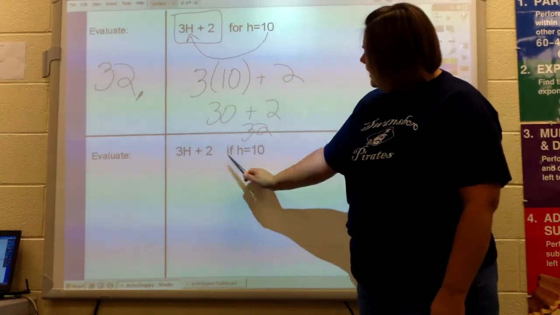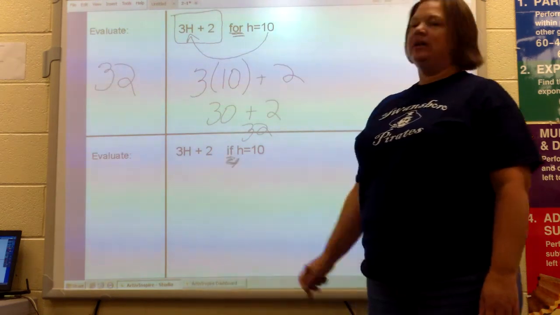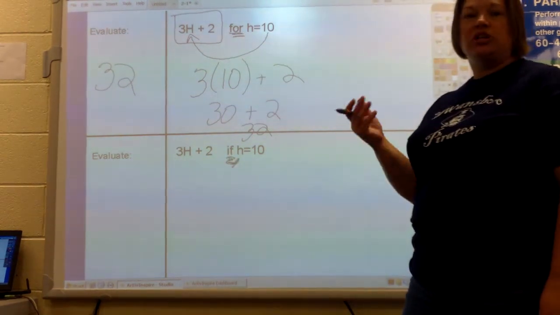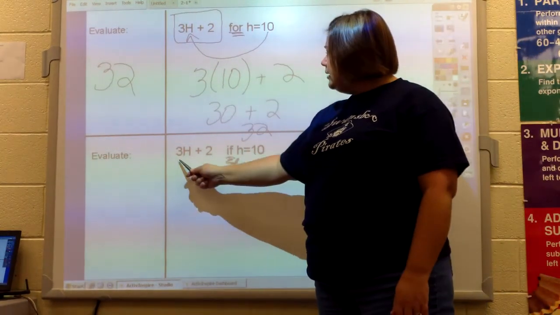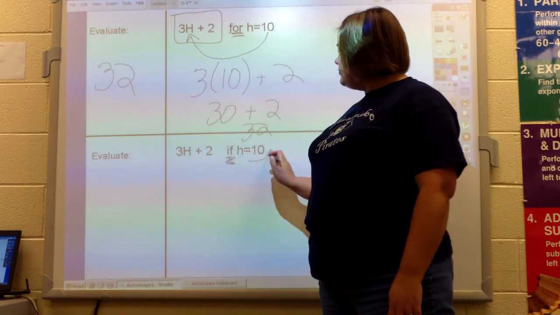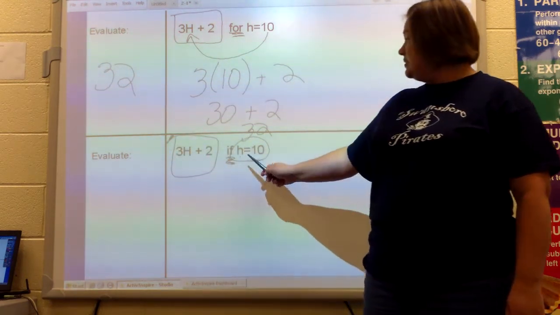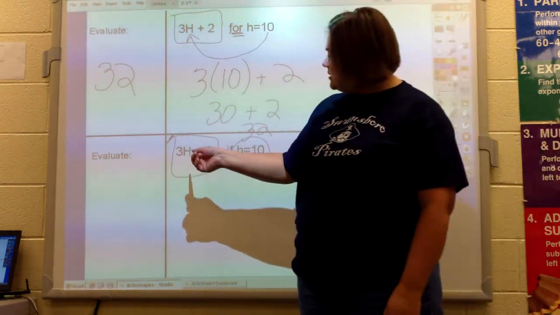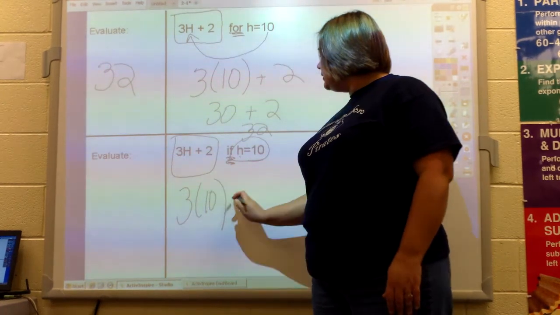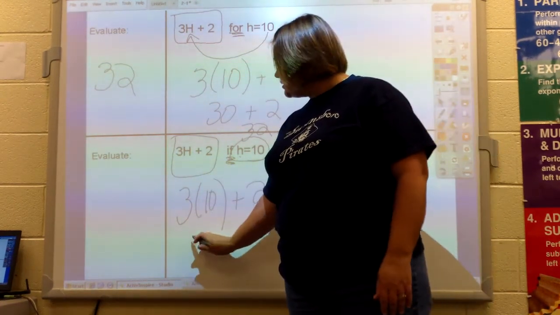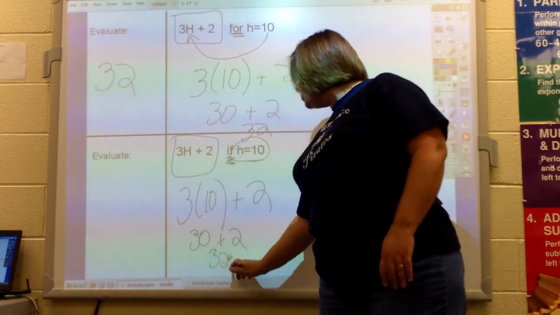You may see the word if. So sometimes we see for, sometimes we see if in our book or on a worksheet or a test or a quiz or anything that you're viewing. So we're going to substitute in 10 for h again. It's the same problem. Here's my problem. If h is 10, then what is this solution going to be? We have 3 times 10 plus 2. So 10 times 3, 30, plus 2 is 32.